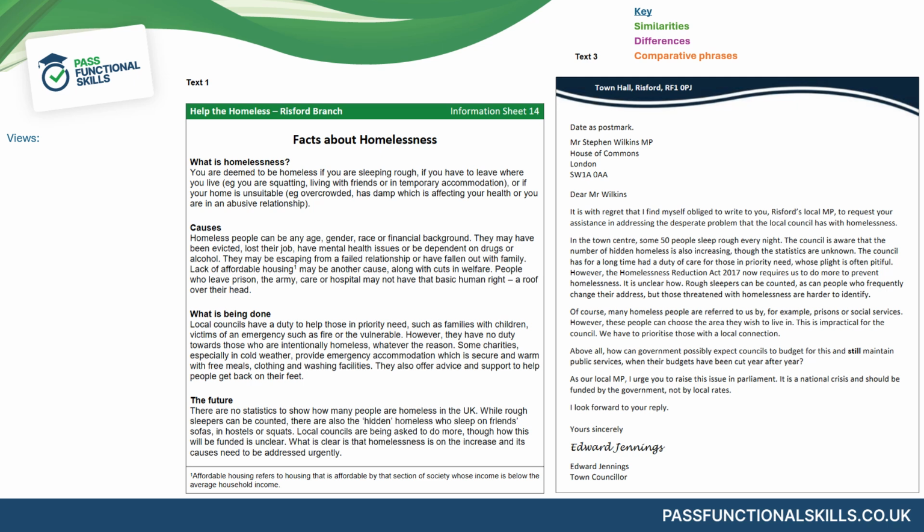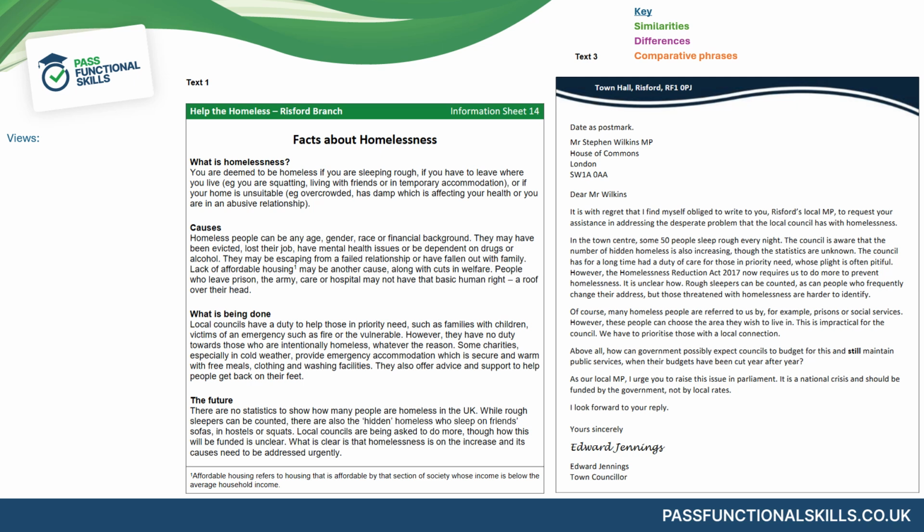So let's first think about the views. Now remember, we're looking for similarities and differences in what the authors say about the topic of homelessness. So the easiest way to start is to look at similarities. So have a scan through the text and see if you can see where both texts mention a similar idea. So we can see that both texts focus on local councils. So text 3's sole focus is talking about local councils and how they're expected to do too much.